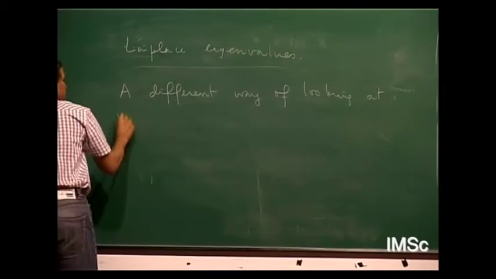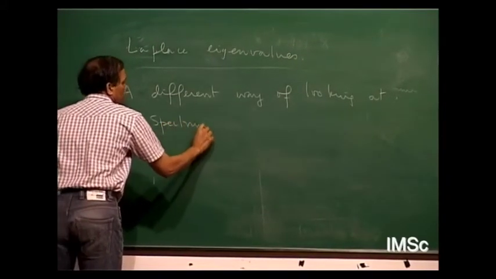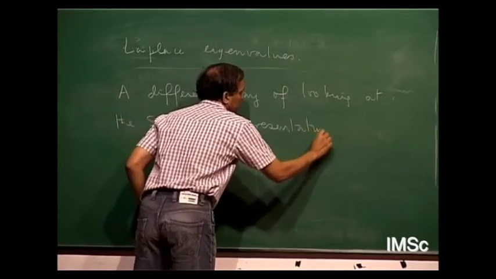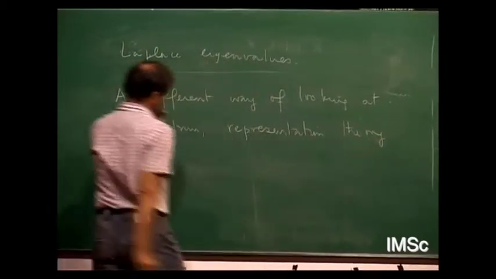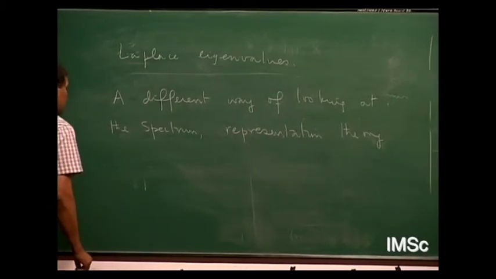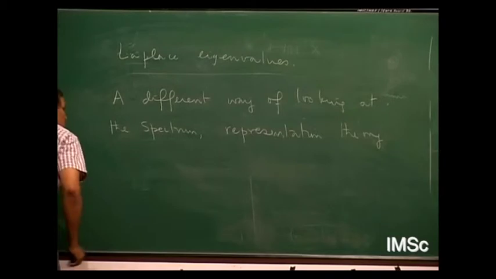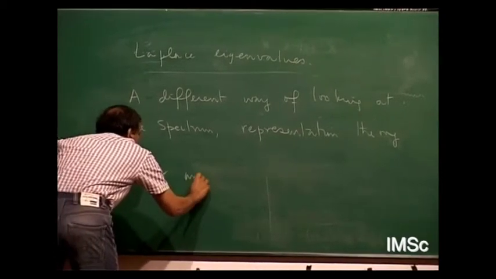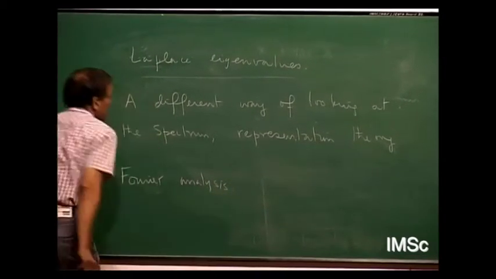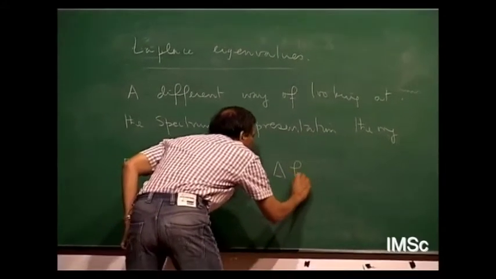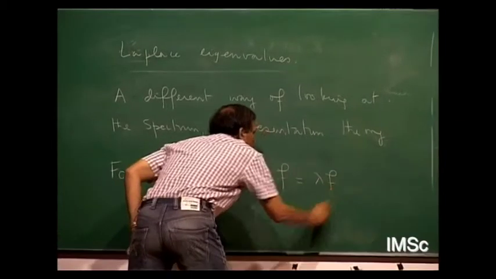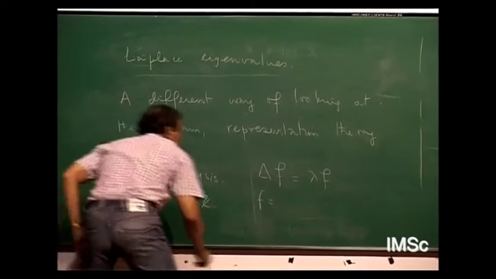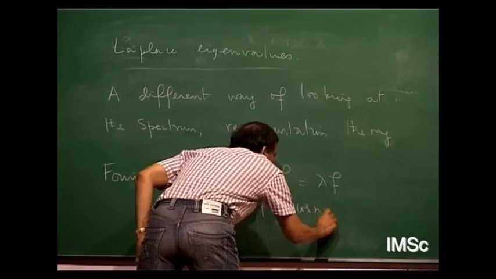Different way meaning, from the point of view of representation theory. The basic analogy would be like, if I'm doing Fourier analysis, you look at eigenfunctions of the Laplacian, delta f equal to lambda times f. Say on R mod Z, the periodic functions, this will give you f as some multiples of cos nx, sin nx.